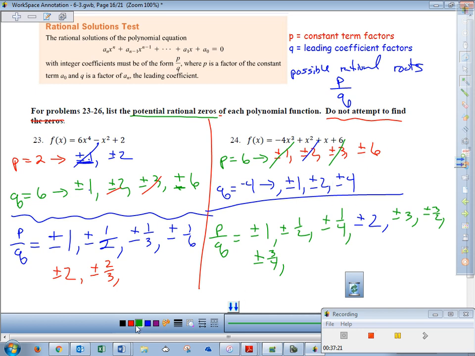6 over every single one of those guys. You get 6 over 1, which you do not have. 6 over 2, which is really 3, which you do have. And 6 over 4, which is really 3/2, which you already have. So this is all your possible rational solutions, roots. Then you'd substitute them in, see if they're really 0. That would be a lot of fun.